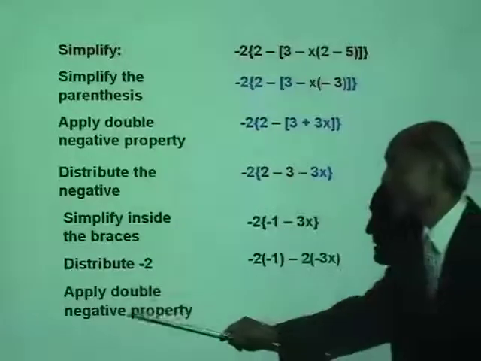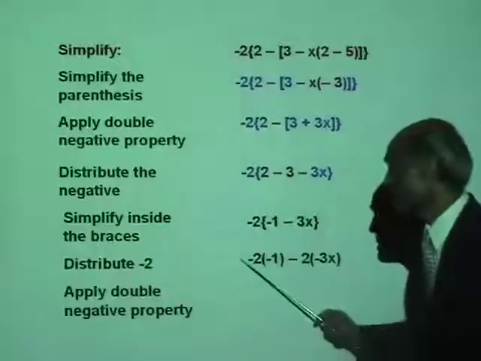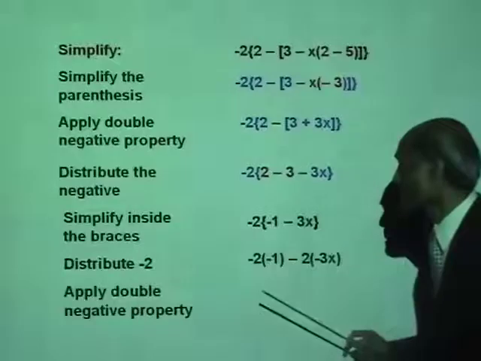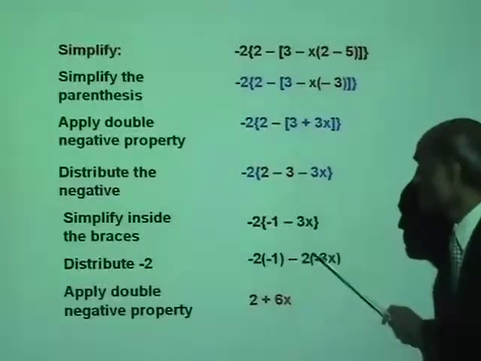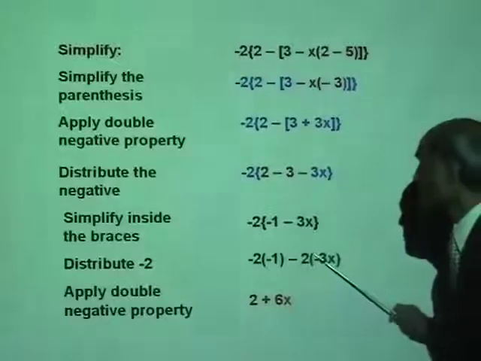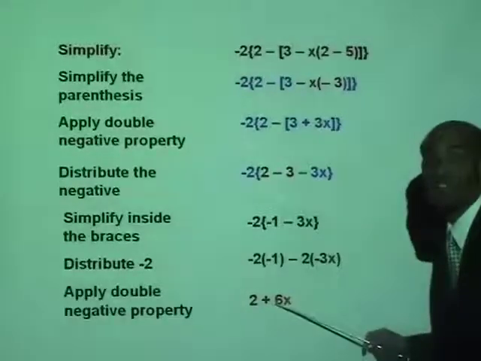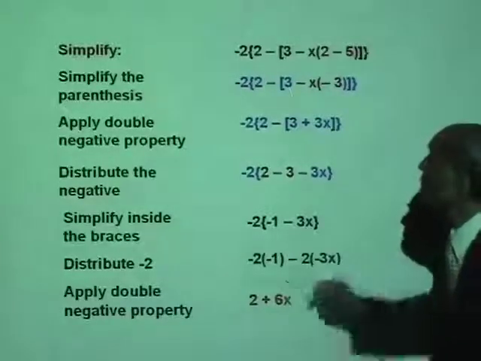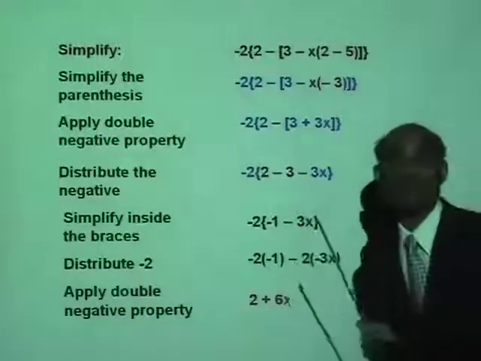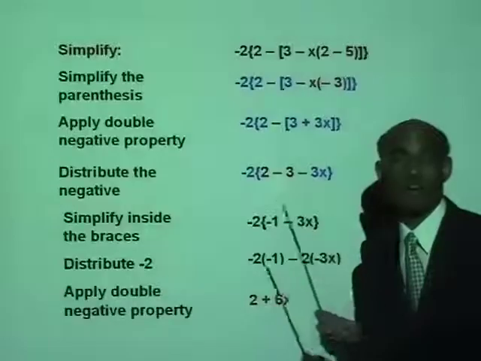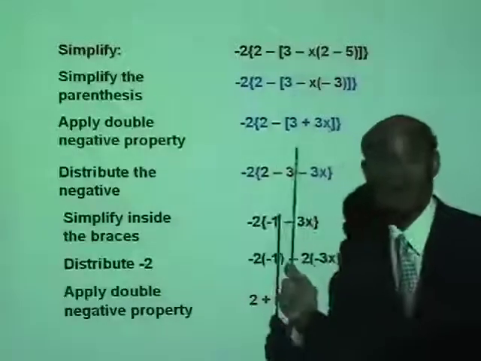Alright, apply the double negative property. Negative 2 multiplied by negative 1 is positive 2. And negative 2 multiplied by negative 3x is positive 6x. So the result of simplifying this quantity is 2 plus 6x. I want you to look at this one more time and learn it.